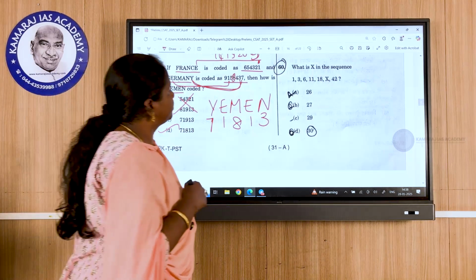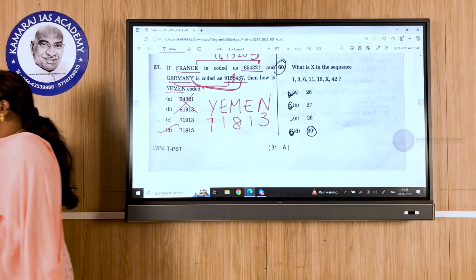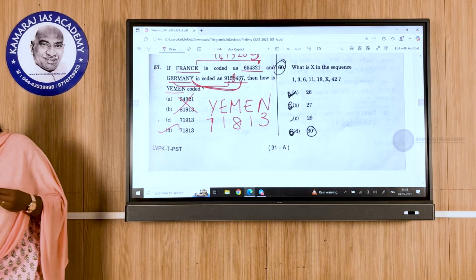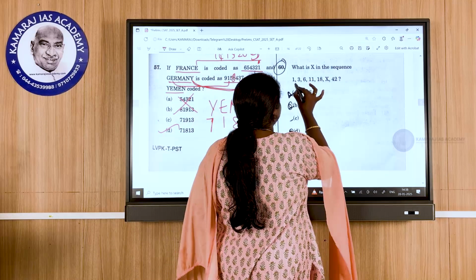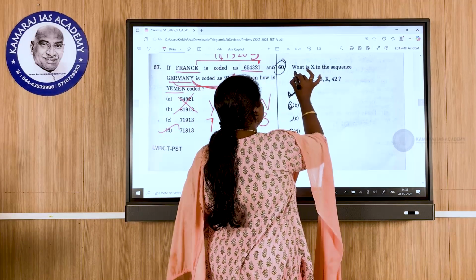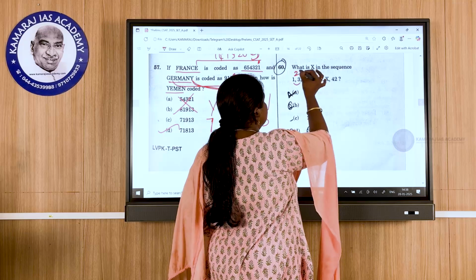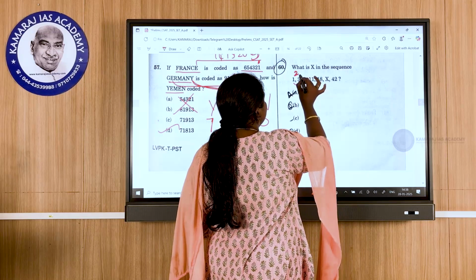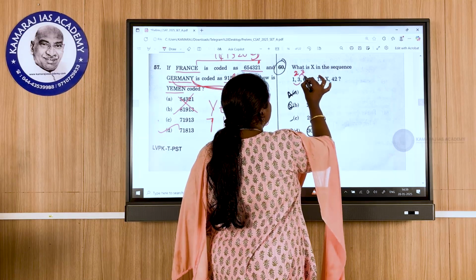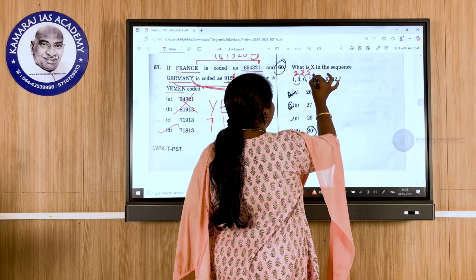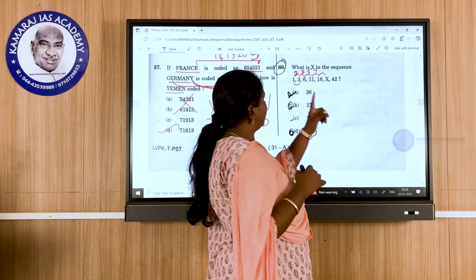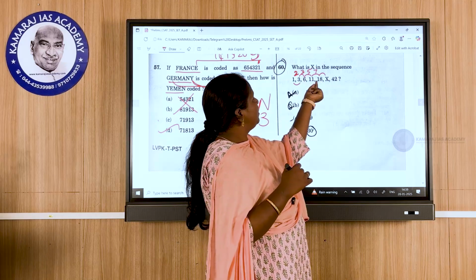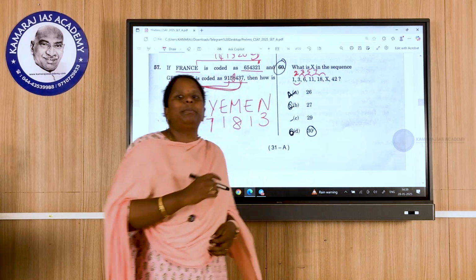So here it is. What is X in the sequence? Right? Now, see here, what is the difference here? The simple number series part, and this is the easiest question. 1, 3 difference is 2, 3, 6 difference is 3, 6, 11 difference is 5, and 11, 18 difference is 7. And what about here? So see the numbers, it is 2, 3, 5, 7. What are the numbers? These are prime numbers, right?